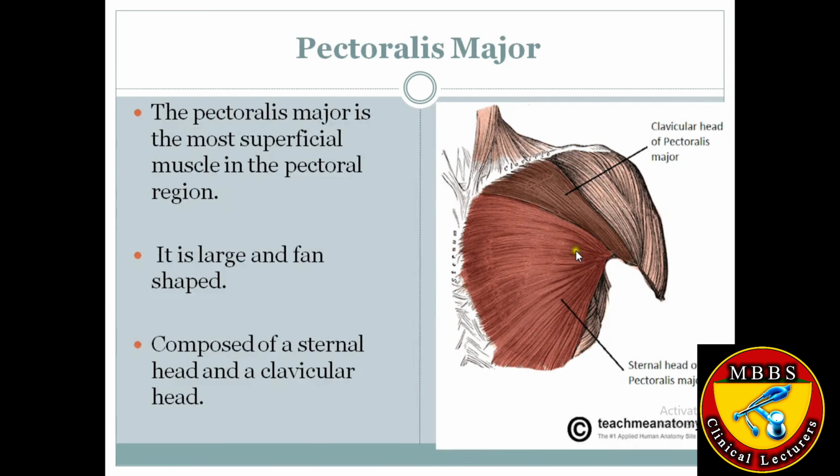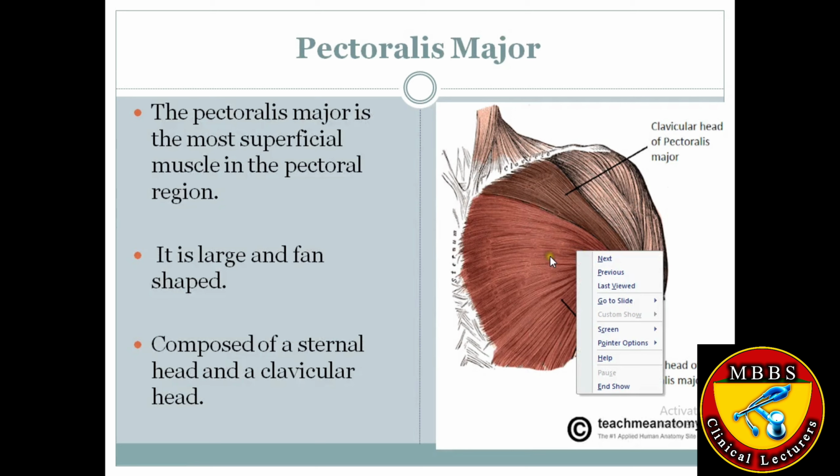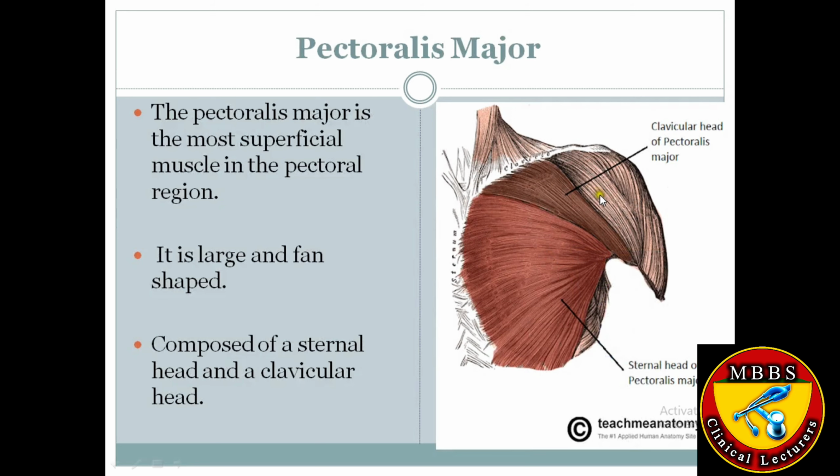The pectoralis major muscle is the most superficial muscle in the pectoral region. It is large and fan-shaped. It comprises two heads. The head originating from the clavicle is called the clavicular head, whereas the head originating from the sternum is called the sternal head.